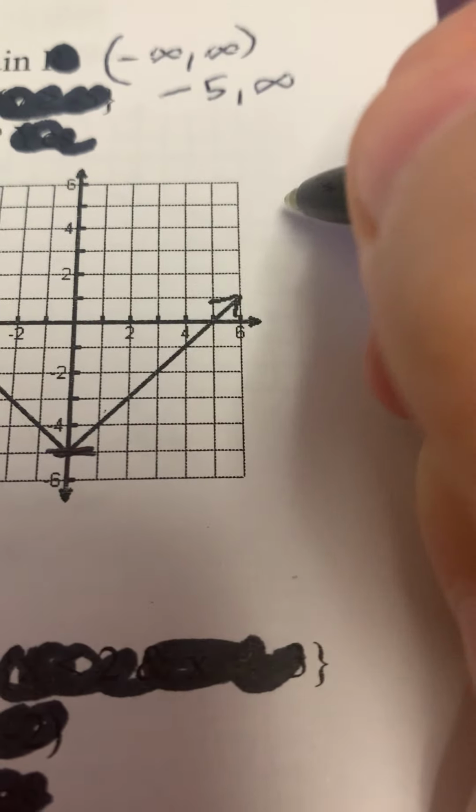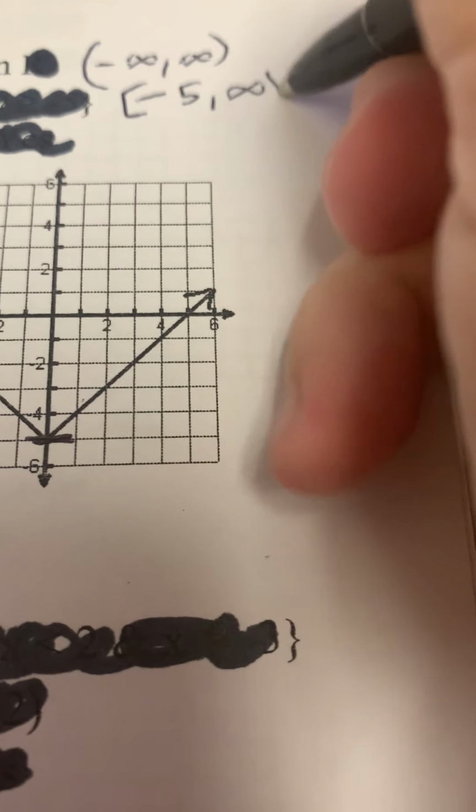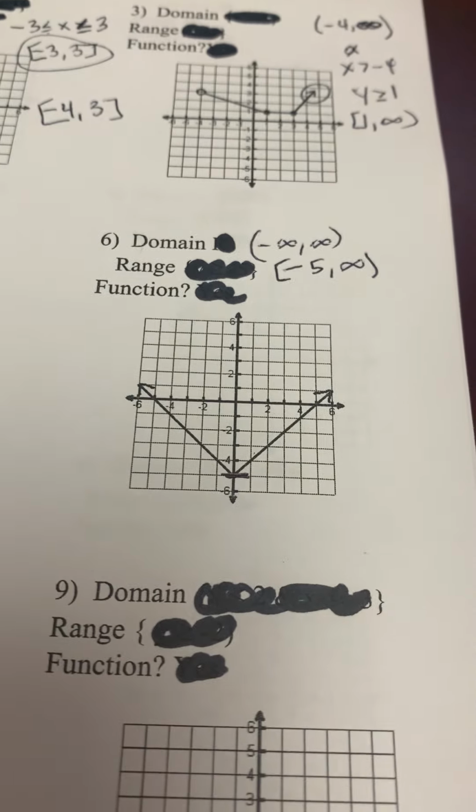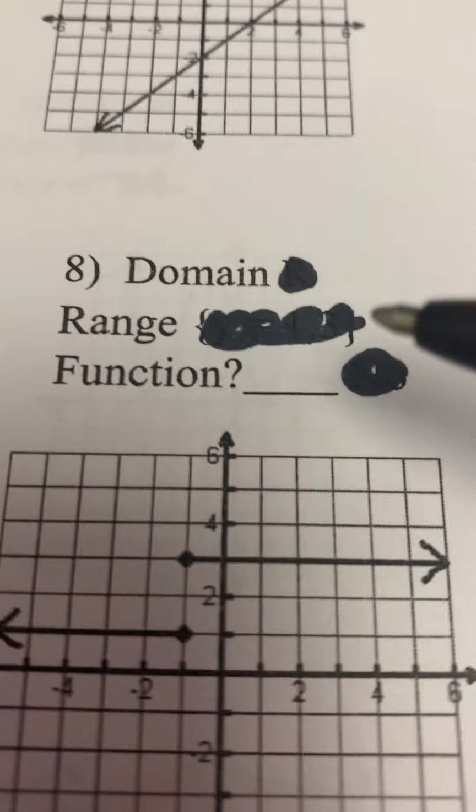So we're going to go from -5 to positive infinity. And that's going to be closed on the -5, and we leave it as parentheses there. Okay. All right, let's skip down and do one like this one.